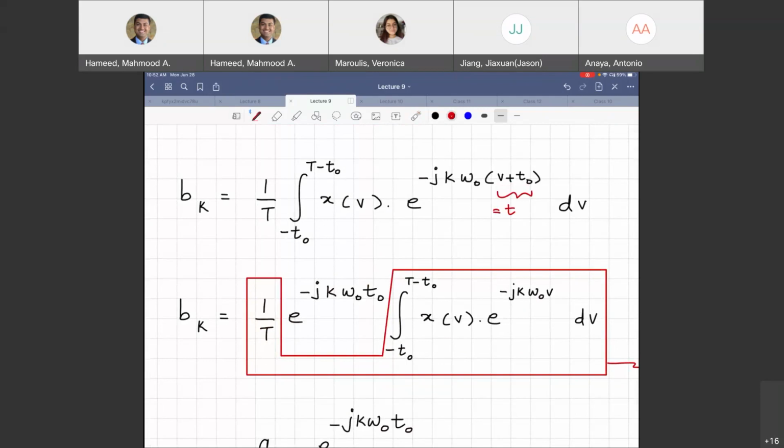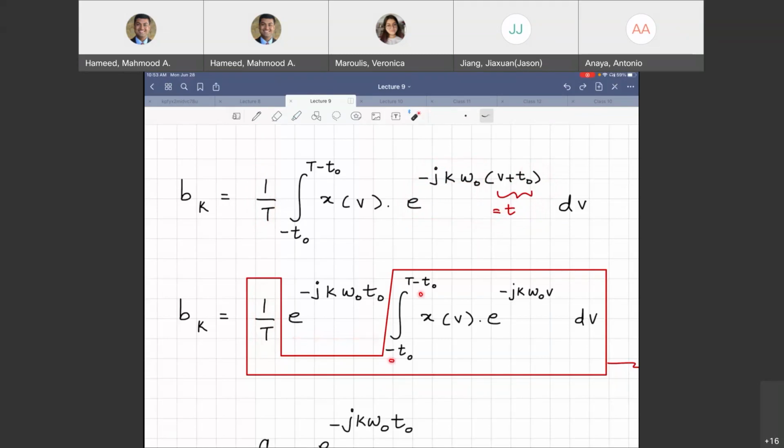Now you can break up this exponential into two pieces. You can have e to the minus j k omega naught v multiplied by e to the minus j k omega naught t naught. One of them is going to be independent of v. E to the minus j k omega naught t naught is independent of v, so you can pull it out of the integral. You are left with 1 over T as is. You brought out that exponential with t0 out.